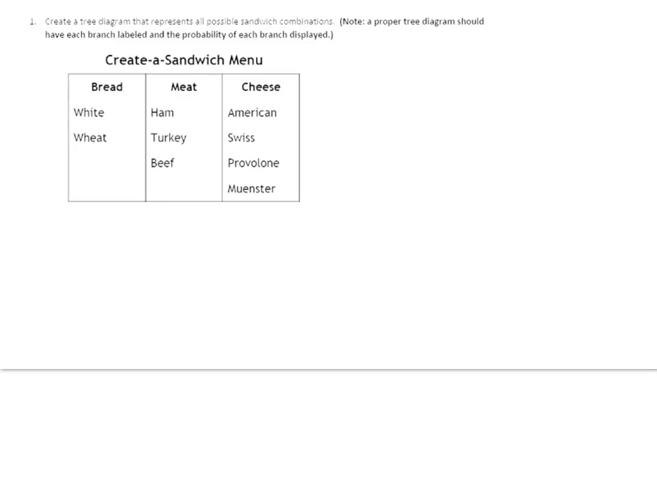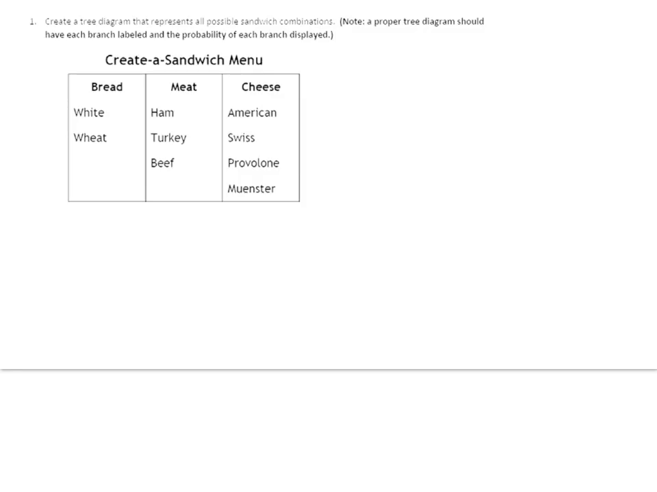Okay, so there's your 3 definitions: theoretical probability, experimental probability, and sample space. That takes us to actually learning to solve some probability problems with tree diagrams. Number 1 says create a tree diagram that represents all the possible sandwich combinations. Note, a proper tree diagram should have each branch labeled and the probability of each branch displayed.